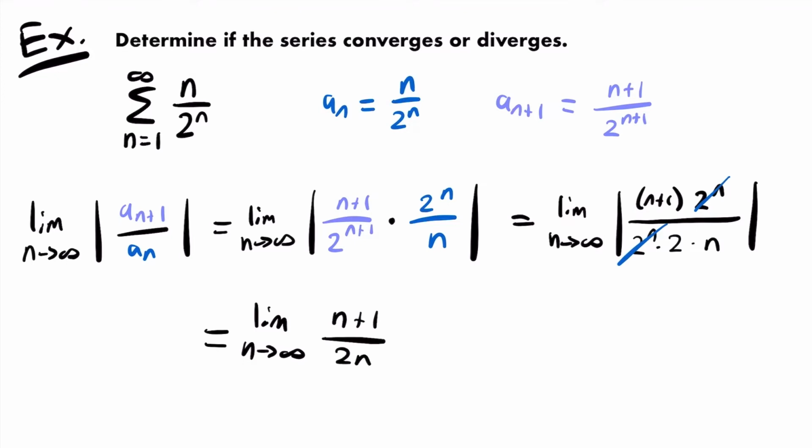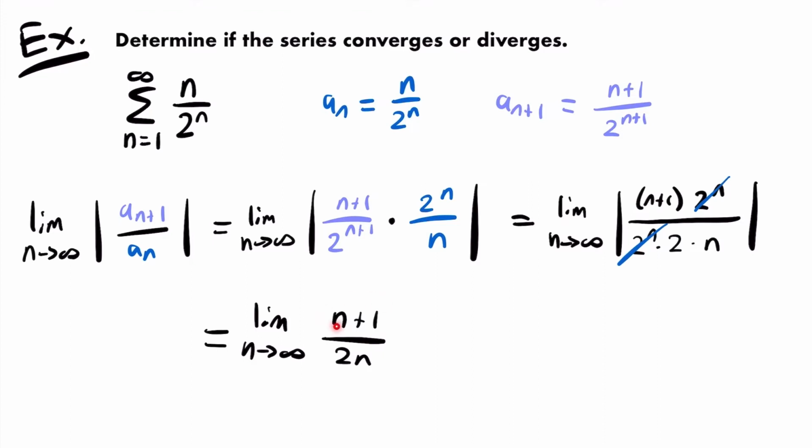All right, and so now we just have a limit as n approaches infinity of a rational expression with an algebraic numerator and denominator. And so what we can do to evaluate this limit is look at the highest power of n in the numerator and denominator, and depending on whether those powers are equal or one is greater than the other, we will be able to take a shortcut to the answer for this limit.